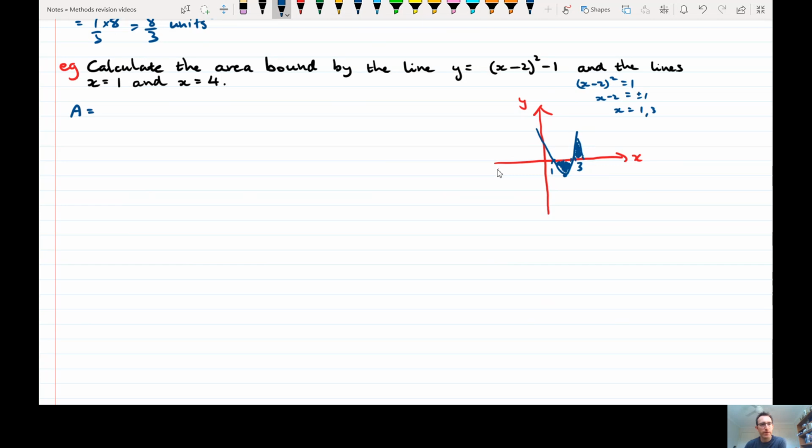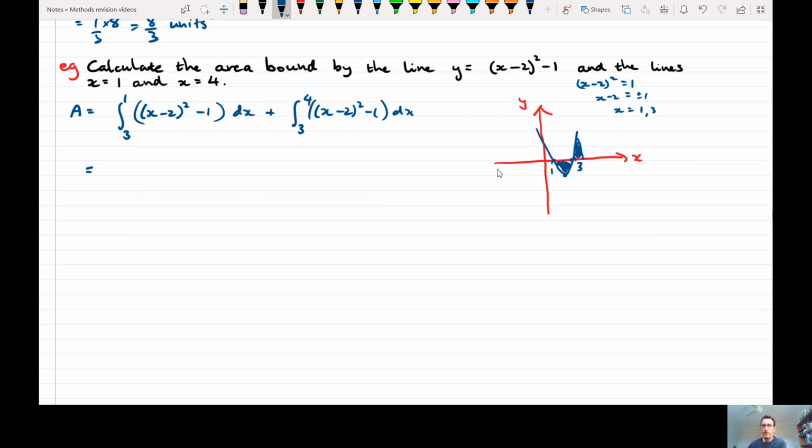So the area is given by the integral between 1 and 3 of our function x minus 2 squared take 1 dx, plus the integral between 3 and 4 of x minus 2 squared take 1 dx. Now this first one here is going to give me a negative result. So remember, either we put a negative at the front, which works fine, or my preferred method is just to switch the signs around, the terminals around, sorry, make it 3 and 1, and that'll undo that negative.